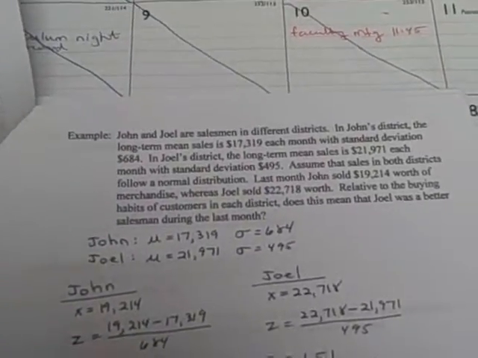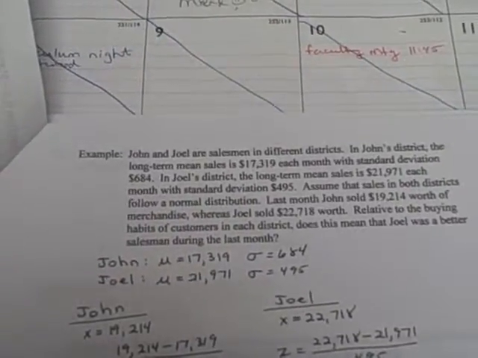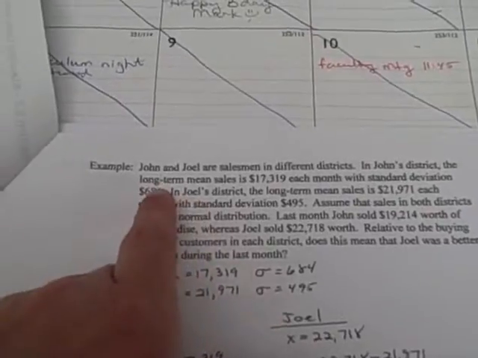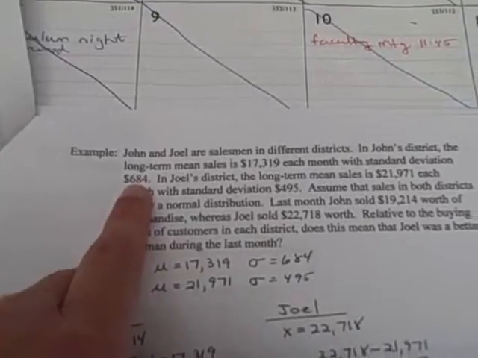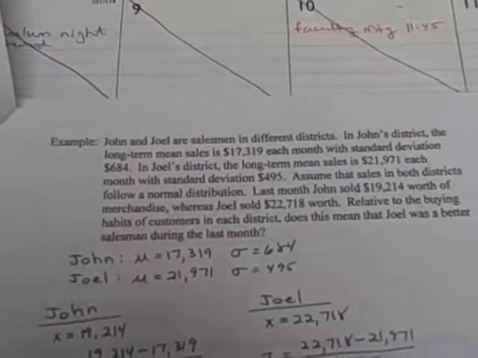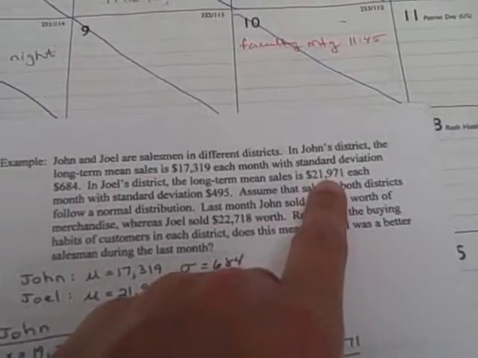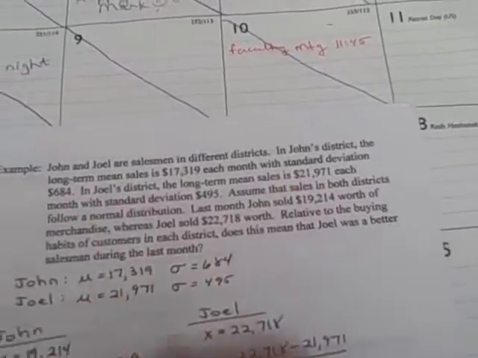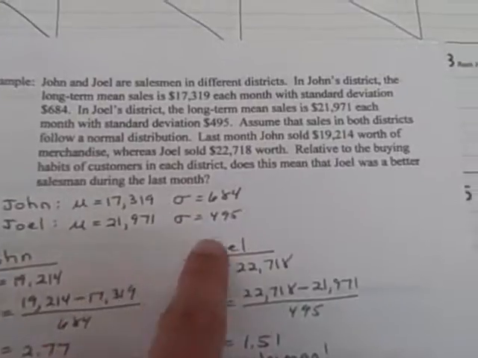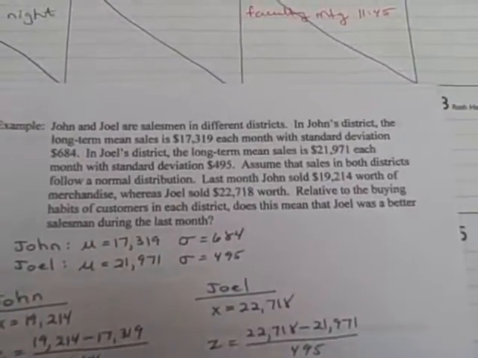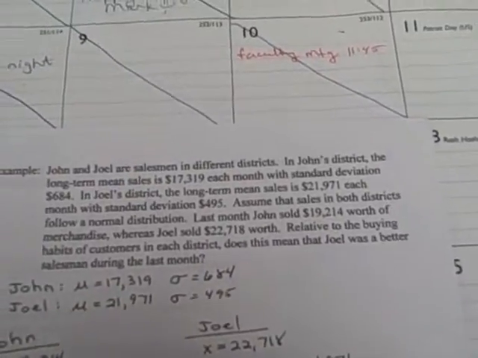John and Joel are salesmen in different districts. In John's district, the long-term mean sales is $17,319 each month. Long-term mean, that's your mu. With standard deviation $684. That's sigma. In Joel's district, the long-term mean sales is $21,971 each month. That's Joel's mu. With standard deviation $495. That's Joel's sigma. Okay. Assume that sales in both districts follow a normal distribution. Okay, that normal distribution tells us we can use z.